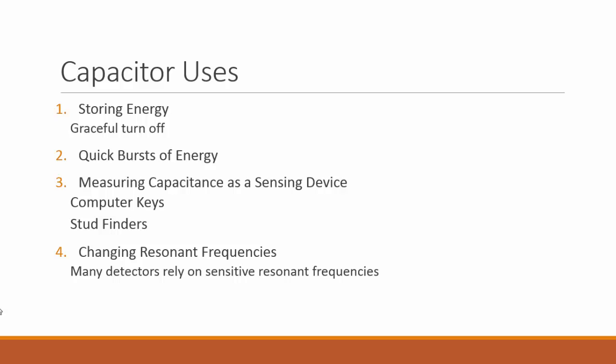Also, capacitance is often used as a sensing device. A couple we didn't really talk about was computer keys. The way computer keys work, when you depress them, there are two parallel plates underneath, one that's in the keyboard and one that's attached to the key. When you push down on the key, those plates get closer together. The capacitance then gets larger, and if you measure the capacitance, you can tell the distance between the plates, and you can tell if a button is pushed down or not.